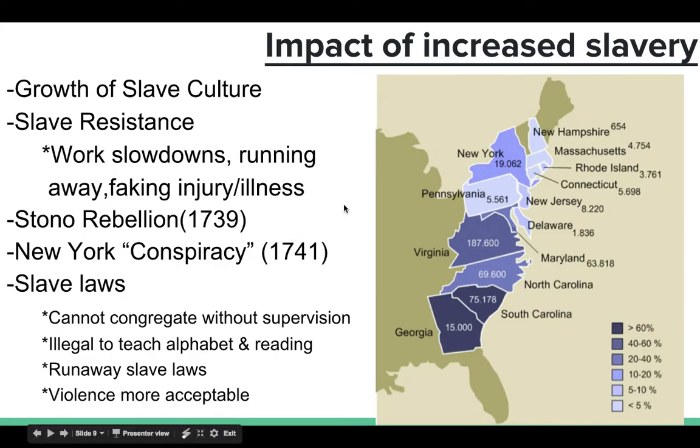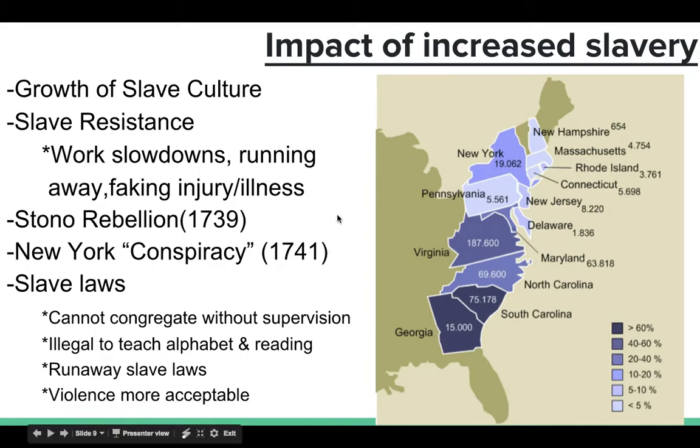African slaves also resisted working as slaves and did so in passive and more violent ways. Some passive examples of African resistance would be showing ignorance in how to do a certain task, faking illness, faking injury, intentionally working slow, or just running away.